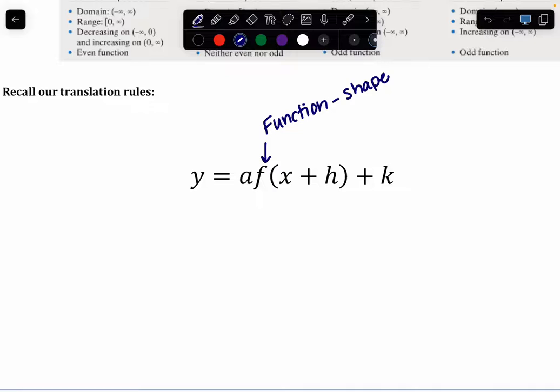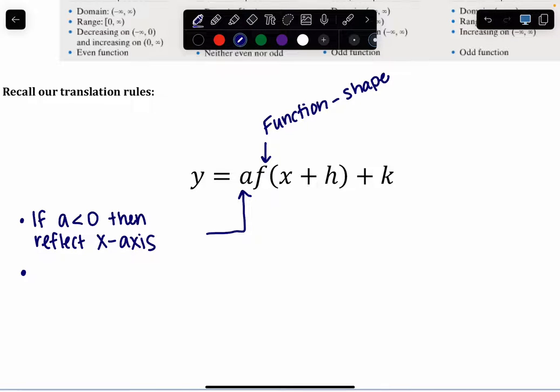Talking about the different parts of our graph, starting with the a in front, the a value tells us two different things. If a is less than 0, which would mean it is negative, then we're going to reflect over the x-axis. We're not going to talk about reflecting over the y-axis, so you don't need to worry about that. If you're ever reflecting, you're only reflecting x.